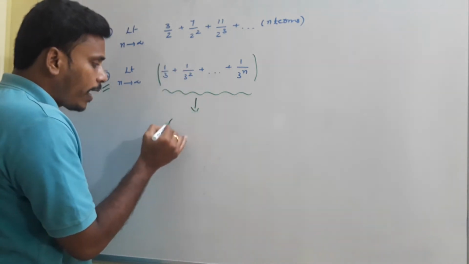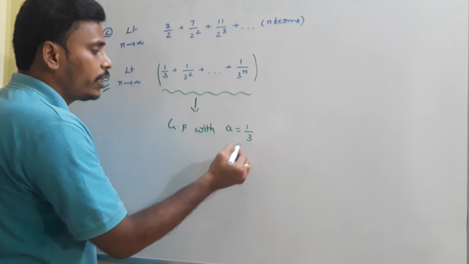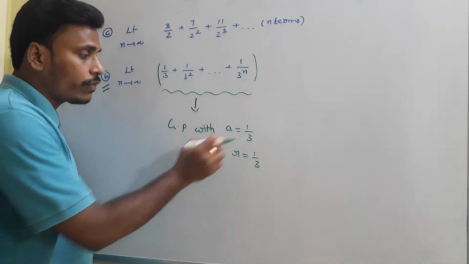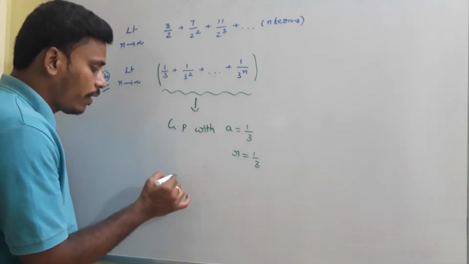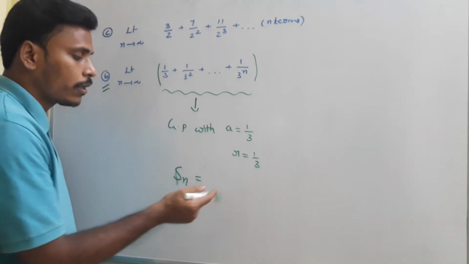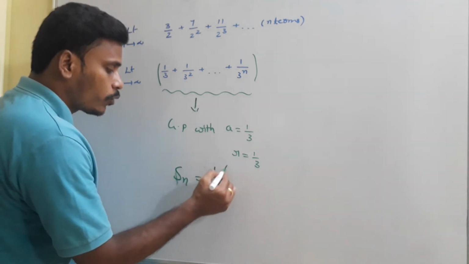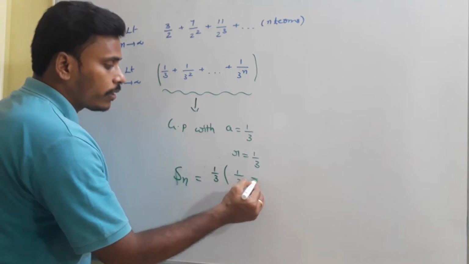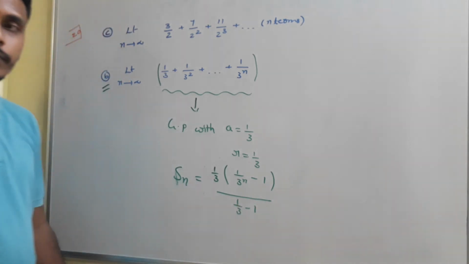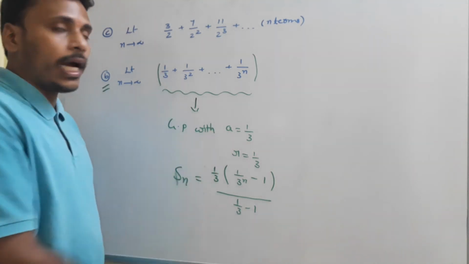So this will form a geometric progression with the first term as 1 by 3, common ratio also as 1 by 3. Since it is a geometric progression with first term 1 by 3 and common ratio 1 by 3, then we know the sum of n terms of the geometric progression, Sn. The formula is a into r power n minus 1 by r minus 1. Here a is 1 by 3, r power n is 1 by 3 power n minus 1 divided by 1 by 3 minus 1. Okay, a into r power n minus 1 by r minus 1, if you know a and r of a GP.